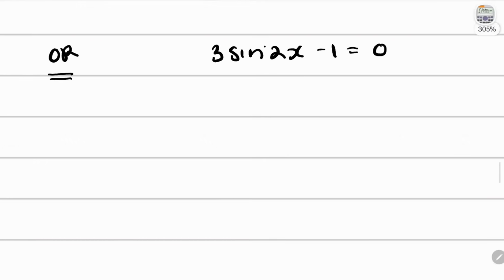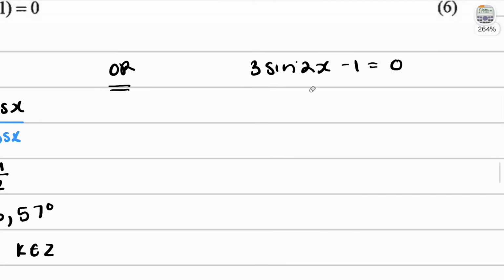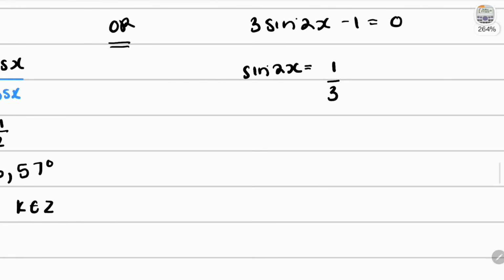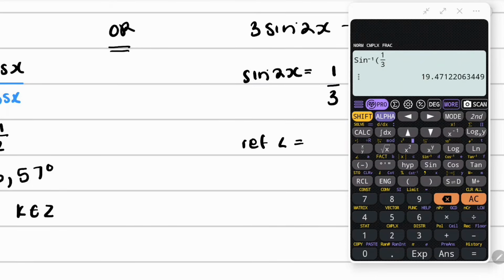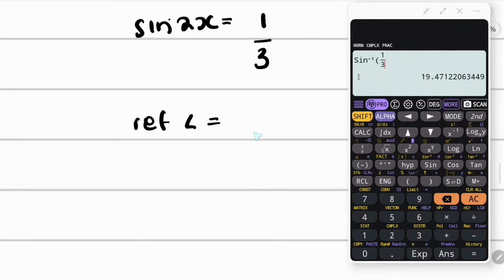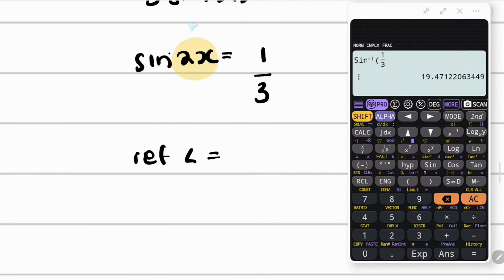And then we have 3 sine 2x minus 1. So we can isolate sine 2x by saying sine 2x is equal to, and we transpose the negative 1 to get positive, and then divide both sides by 3. So that is 1 over 3. So this is what we have, and we can find our reference angle at this point. So the reference angle is equal to arcsine of 1 over 3. Now we're not going to round off to 2 decimal places yet because we still have 2x over here. So we're still going to have to divide. So this is going to be 19.47, 1, and that keeps going.